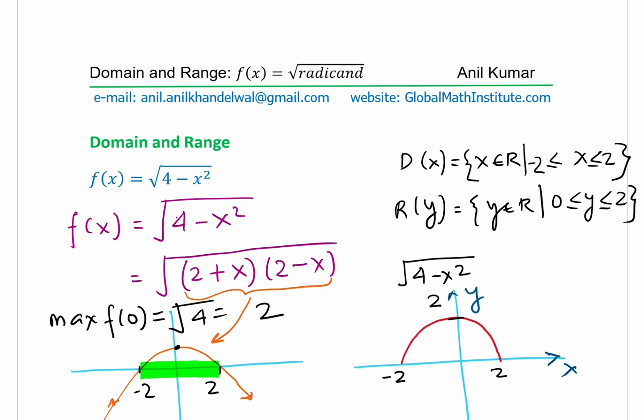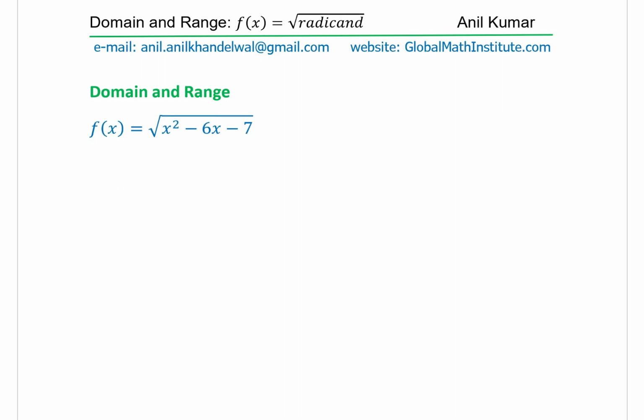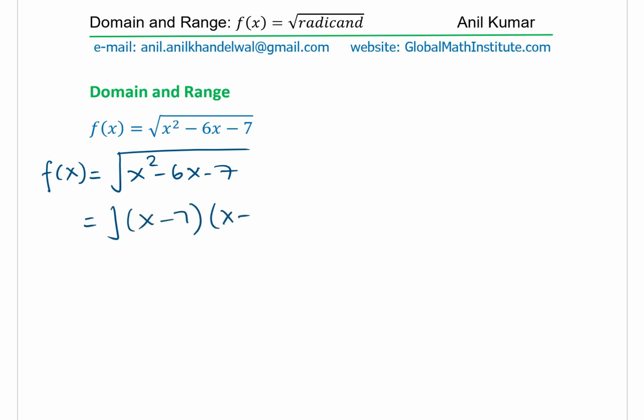Now let's take another example where again we are going to factor. We have the function f of x equals the square root of x squared minus 6x minus 7. Let's try to factor this. 7 is 7 times 1 and then you can get minus 6 also. So we can factor this as x minus 7 times x plus 1.